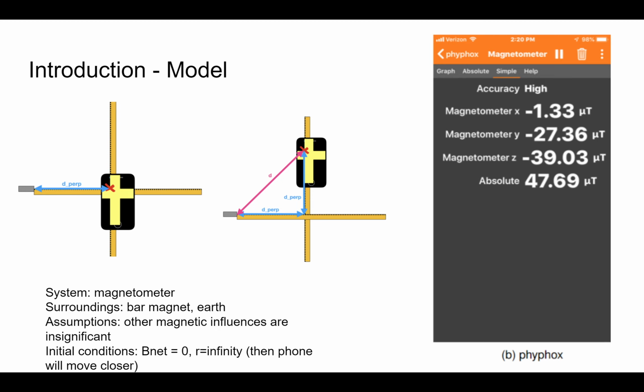All right, so the system is the magnetometer, the surroundings, or the bar magnet in the Earth. We're assuming that there aren't any other magnetic influences, and if there are, they're insignificant. And initial conditions, right? B net is 0 when R is infinity, and then we're going to move the phone closer to certain distances and measure the B field at those locations.